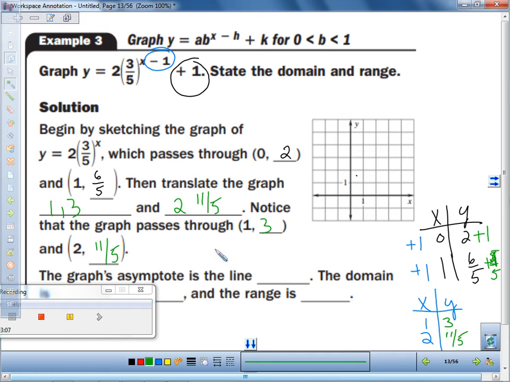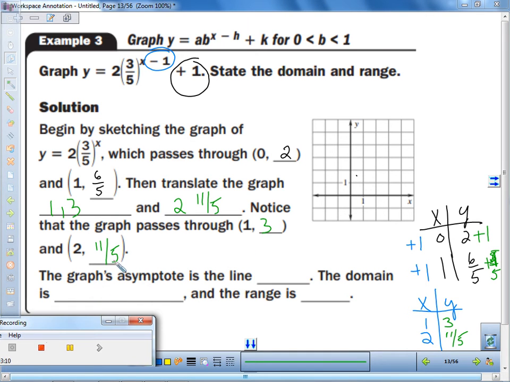These are the points we're going to graph. Before we draw the graph, I'm going to plot the points and label the asymptote. So we go 1, up 3. Now if you look here at 2, it's a decay problem, so it should be less than that. If I divide, 5 will go in there 2 times with a little bit left over. So at 2, our graph is going to be coming down to something like here.